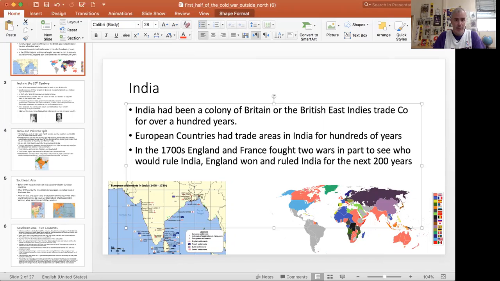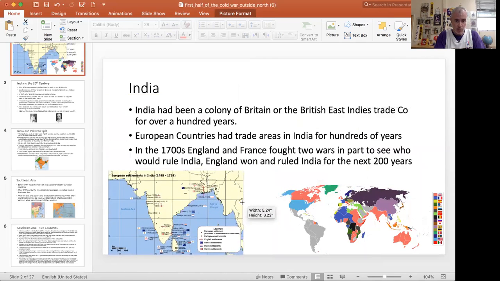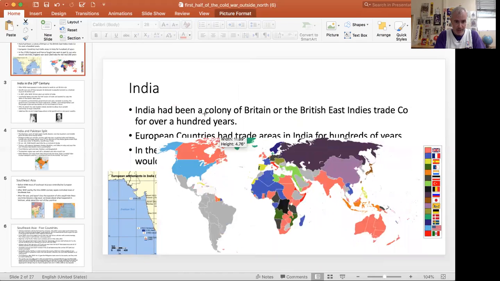Brief history of India. We know that, and again, this isn't the deep history, this is just the last few hundred years. India had been a colony of Britain for the British East India Trade Company for over 100 years. Before that, there was competition to see who was going to rule India. We know that the Portuguese and the French and the Dutch and the English all had different little trading colonies around India.